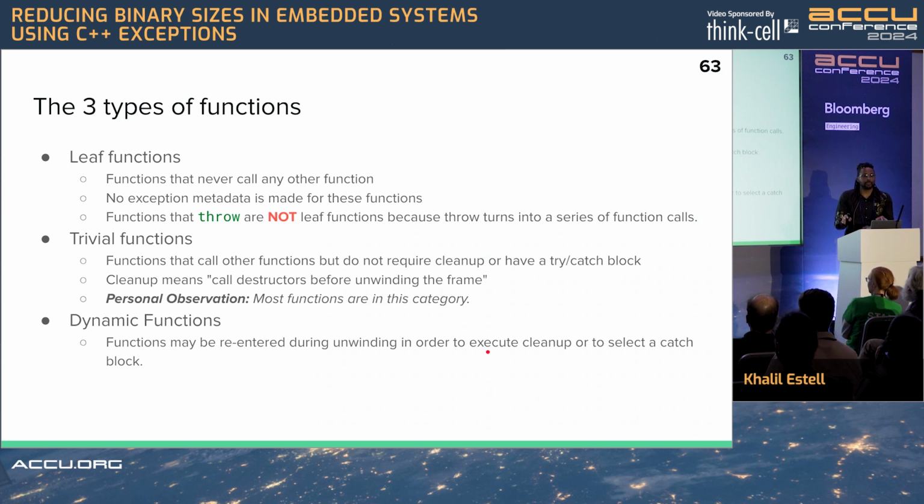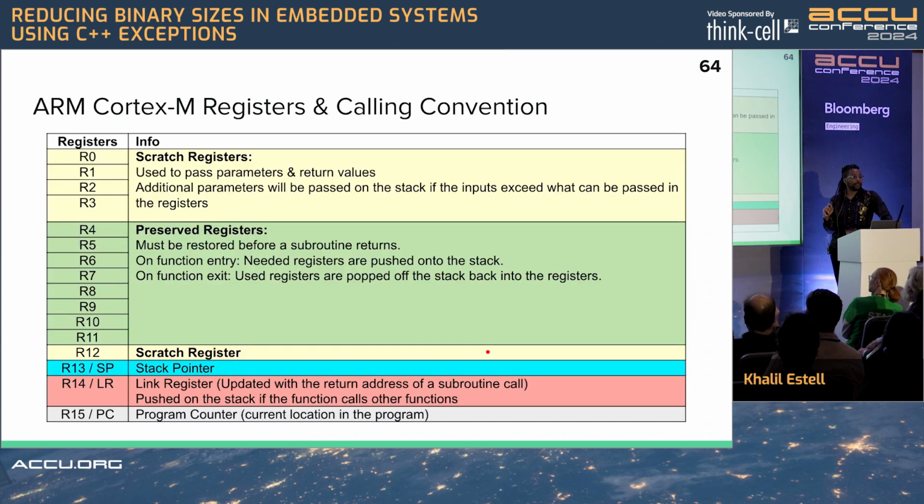And my personal observation, this might not be your code, but at least for embedded systems, since we don't have string and other things like that, we use RAII. We use it a lot. We use destructors, but they're not as common. We'll use them for things like locks, but in a lot of cases, it doesn't happen as often. So most of our code is trivial functions. And then lastly, we have dynamic functions, which are things that can contain something that needs to be cleaned up, has a destructor, needs to be cleaned up as you unwind it, and also has a try-catch.